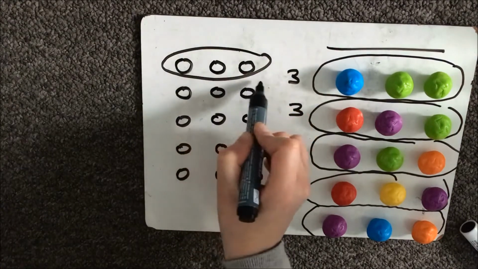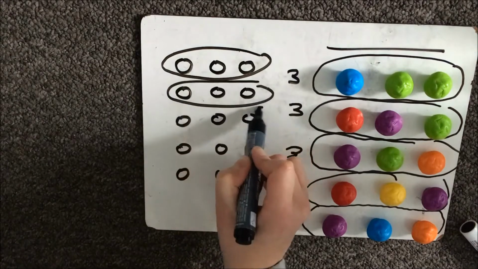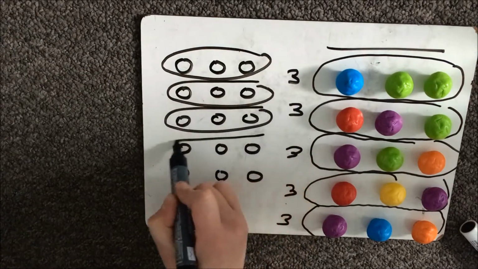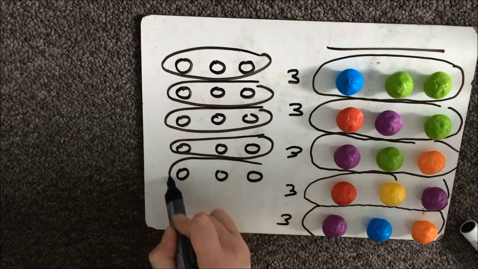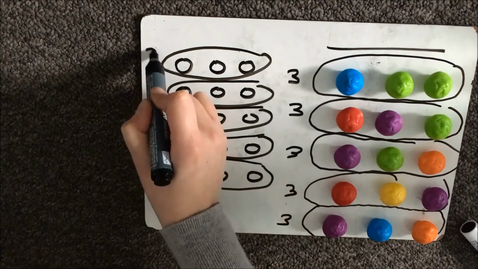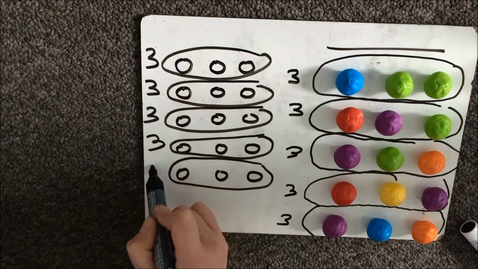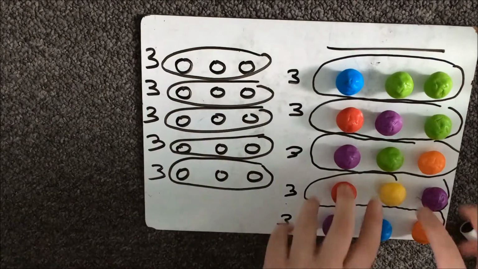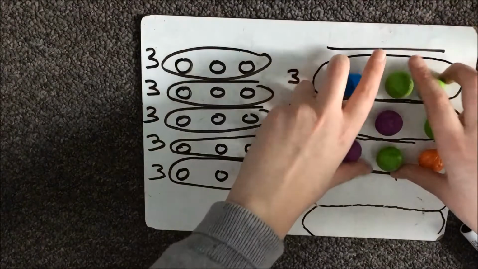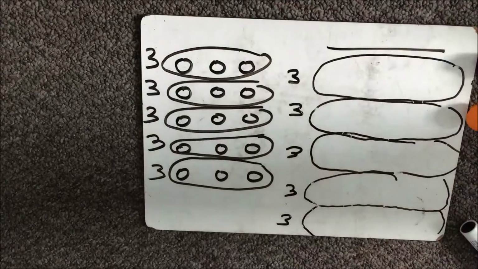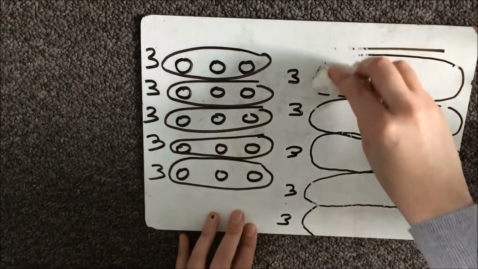and I can check by doing this. 1, 2, 3, 4, 5, and like this one, I've got 3, 3 in every single row. Now I'm going to take these away because we're going to do our next method. So I'm going to keep my drawing there because I still need it.